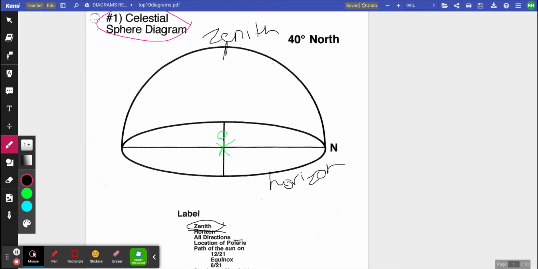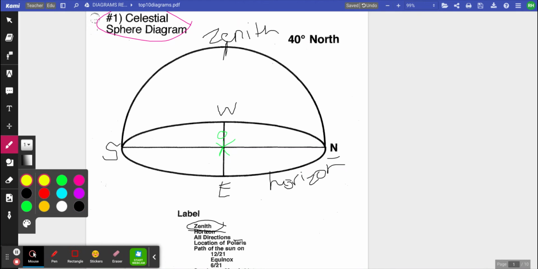Awesome. For directions, we've got north labeled for us already. South goes on the opposite side. We'll have east in the front and west in the back. And the last short label we have to add is the location of Polaris. Polaris is the North Star.